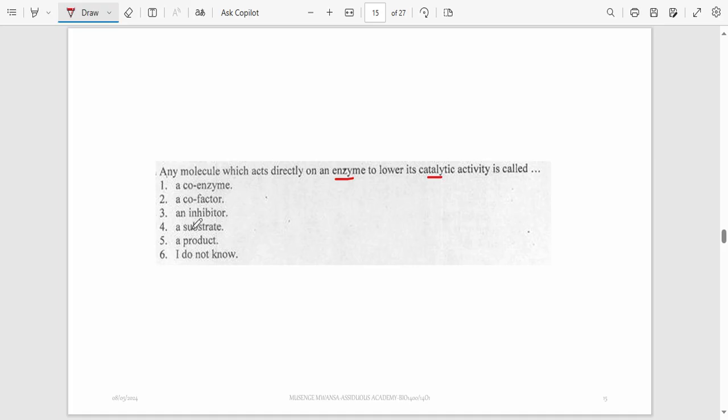Any molecule which acts directly on an enzyme to lower its catalytic activity is called: coenzyme, cofactor, inhibitor, substrate, a product. Which one would you pick? Yes, Cecilia, an inhibitor. Anyone else? Do we all go for inhibitor? Okay, inhibitor. Okay, very good.